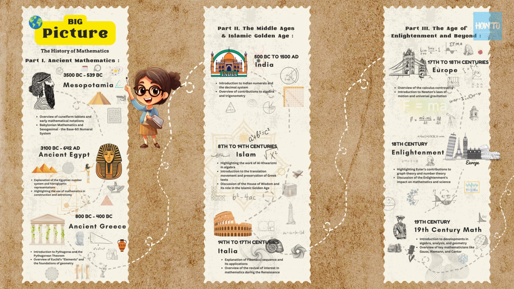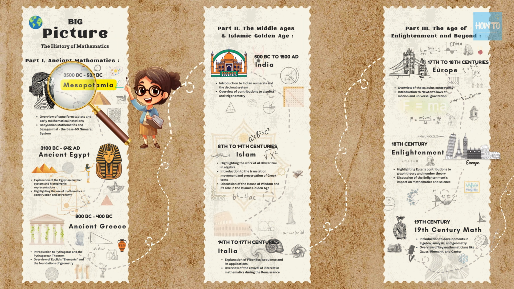Big picture. Our exploration is divided into 4 captivating parts, each unveiling a different epoch in the history of mathematics. Part 1, Ancient Mathematics. Segment 1, Mesopotamian Mathematics. Unearth the mysteries of ancient Mesopotamia, where clay tablets bore the first inklings of mathematical notation. We'll delve into the foundations of basic arithmetic etched in the cradle of civilization.